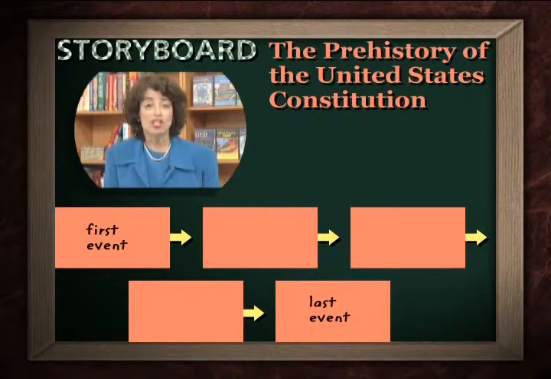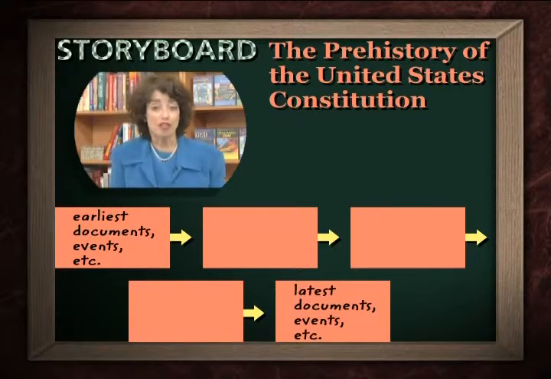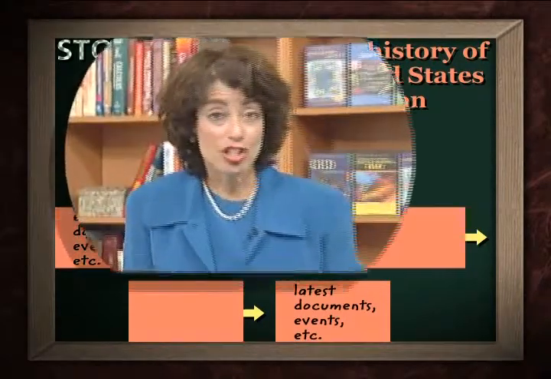So you're going to start with the earliest documents, and you're going to move on to the latest documents and events. What I'd like you to do now is pause the program and try this yourself. Draw the 5 boxes, fill in each document or event, and then come back.